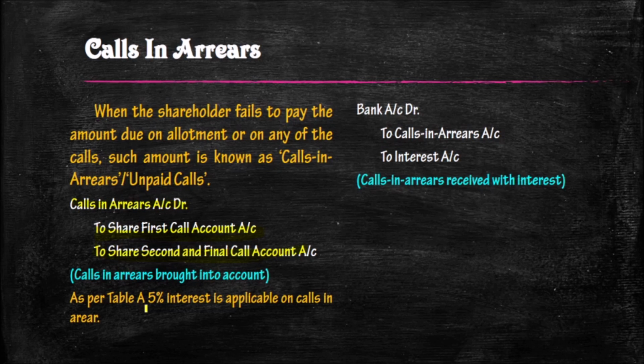And if the shareholder fails to pay the first call or second call or the allotment money, the person has to pay interest for the arrear amount. When the amount is paid, that shareholder has to pay the call money with the interest. So the entry will be bank account debtor to calls in arrear account, to interest. So these are the entries we have to remember.